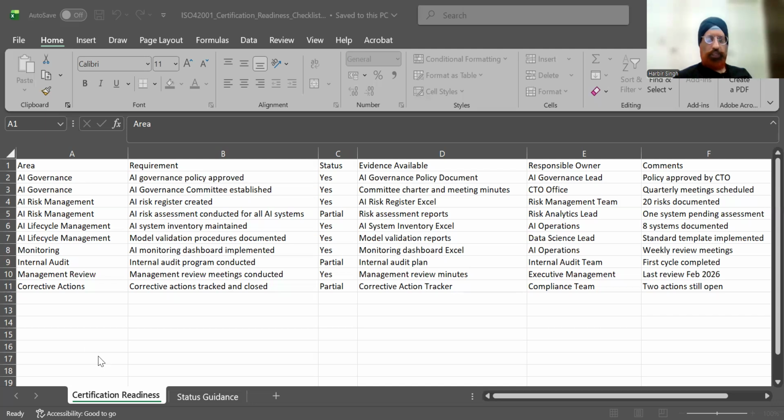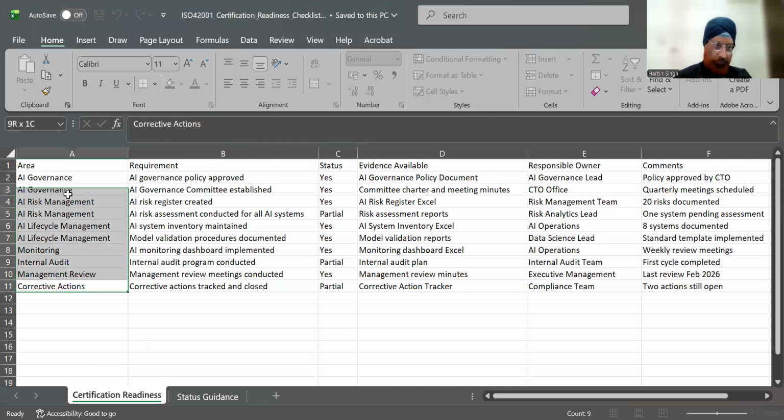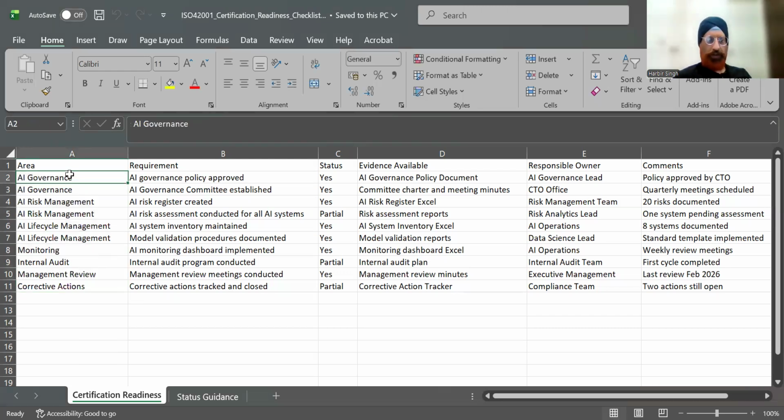So what is there in this Excel sheet? The first column is the area. These are different areas: AI governance, AI risk management, AI lifecycle management, monitoring, internal audit, management review, corrective actions, and all that, right? So it's a beautiful list of all the very critical and crucial items. And then you have the requirements mentioned against each area.